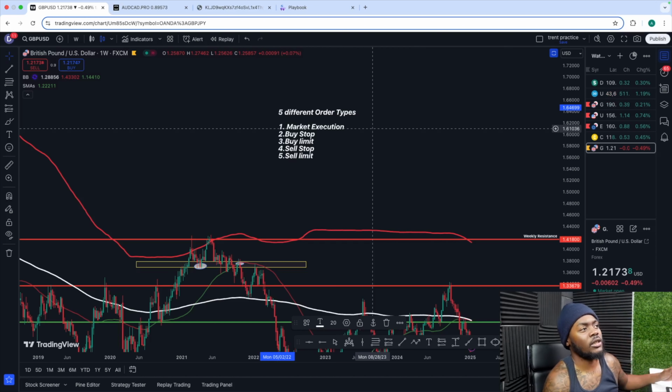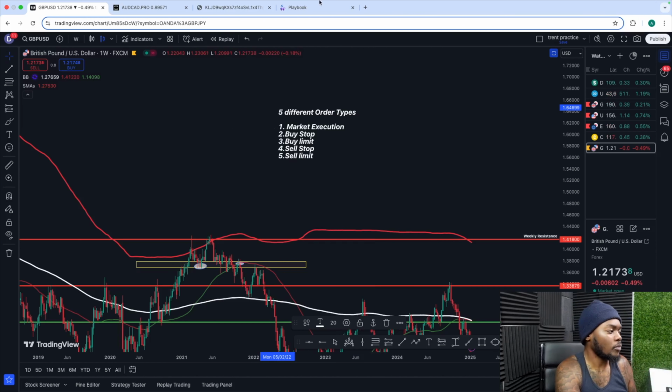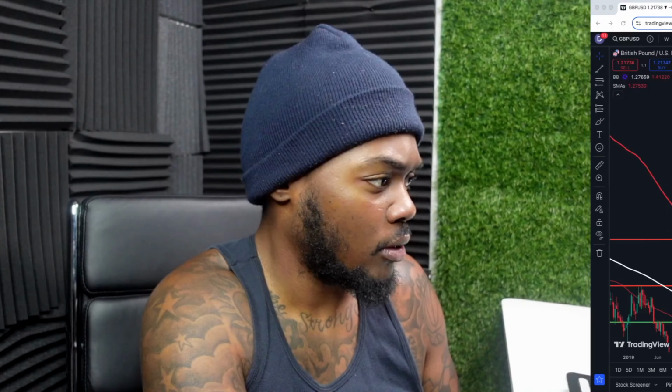Okay, so what exactly does this mean? Whenever we are entering a trade, whenever we're entering the market, there's only 5 different ways that we can enter the market: market execution, buy limit, sell limit, excuse me, buy stops or sell stops. So, what exactly does that mean?